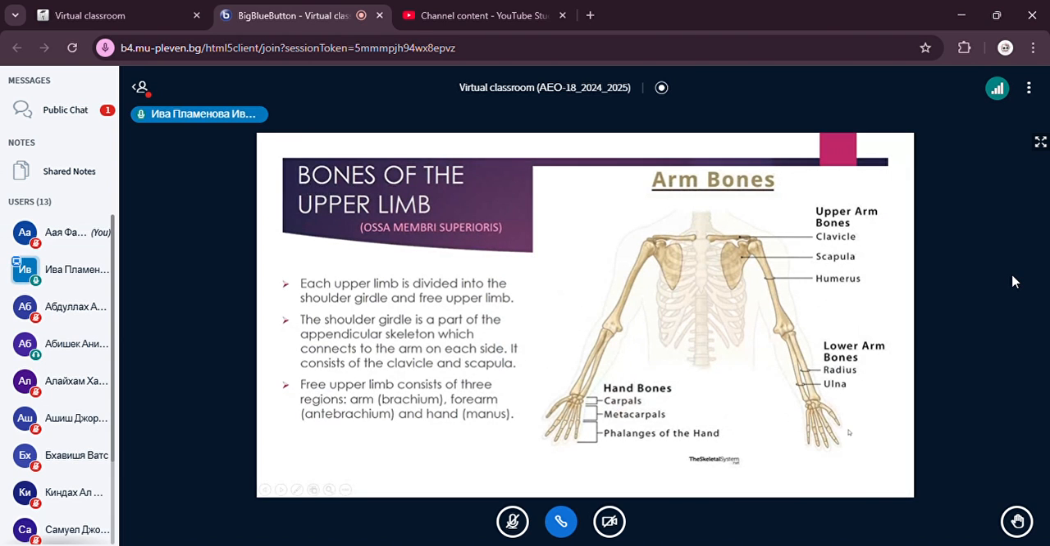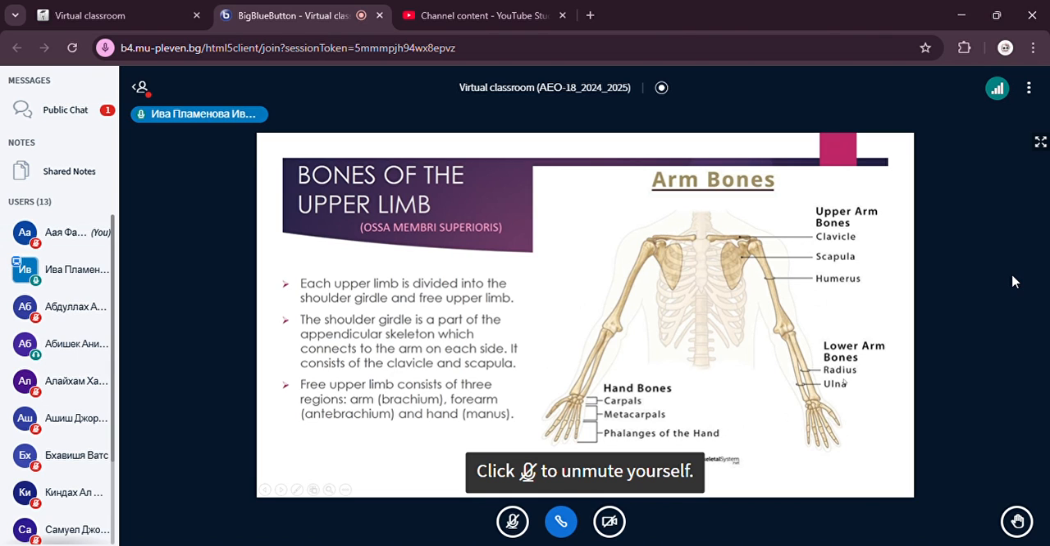About the shoulder girdle, here is the clavicle, that's the scapula. On the arm we have only one long bone, which is called humerus. Here on the forearm we have two long bones, radius and ulna. And of course, about the hand bones, we have carpal, metacarpal, phalanges of the hand, etc.